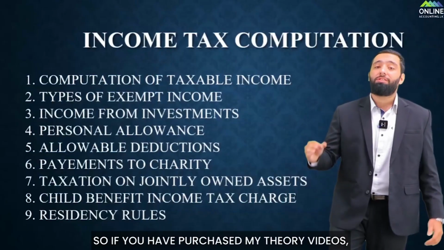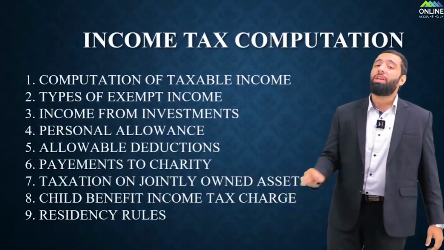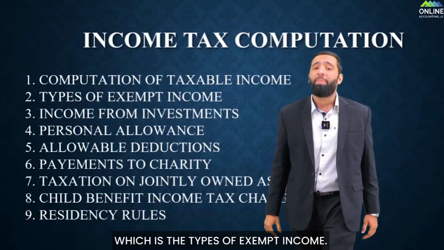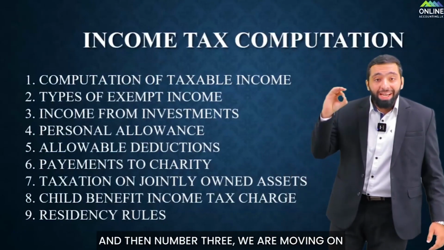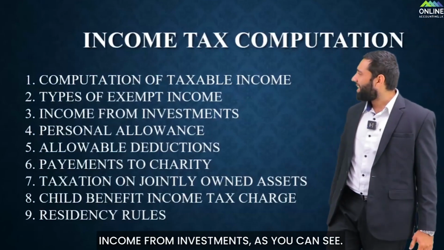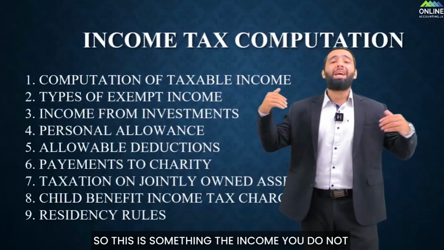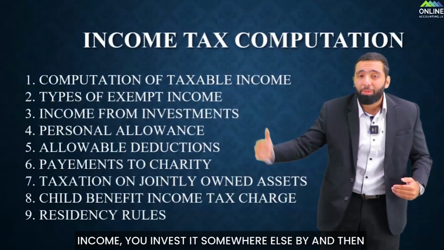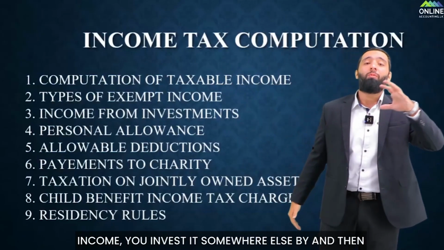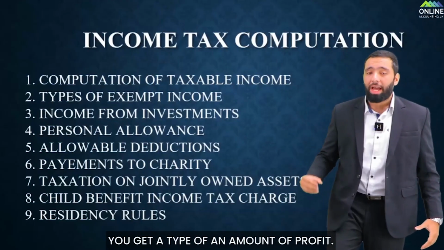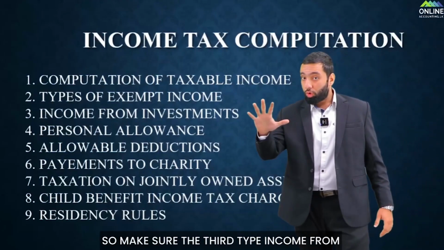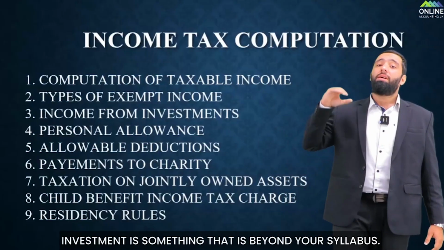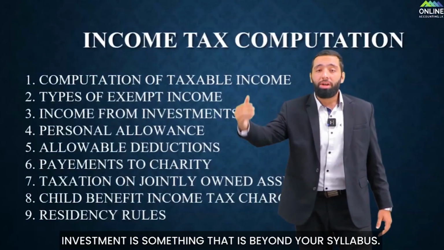So if you have purchased my theory videos, you are clear with this number 2 topic, which is the types of exempt income. And then number 3, we are moving on, income from investments. As you can see, this is income you do not earn from your business, but it is investment income. You invest it somewhere else and then you get an amount of profit. So make sure you note the third type, income from investment.